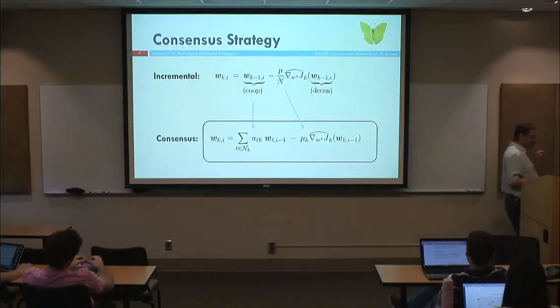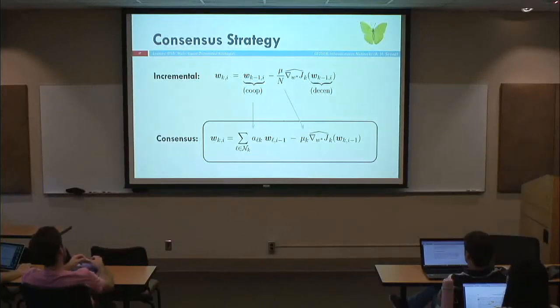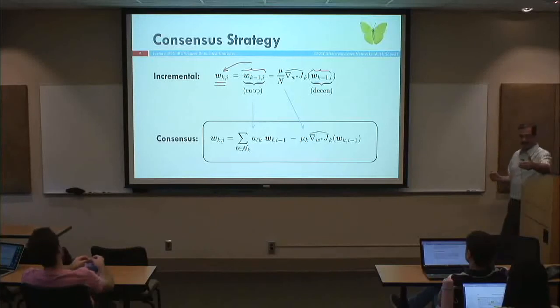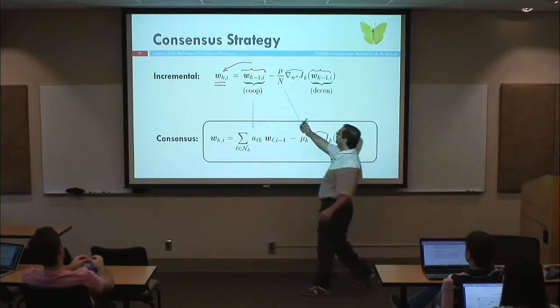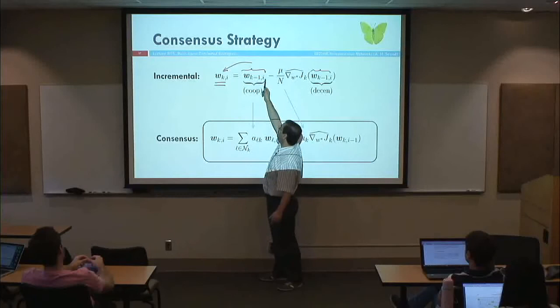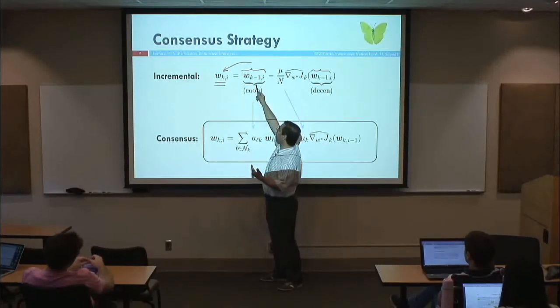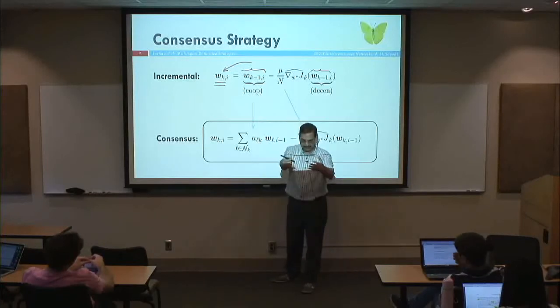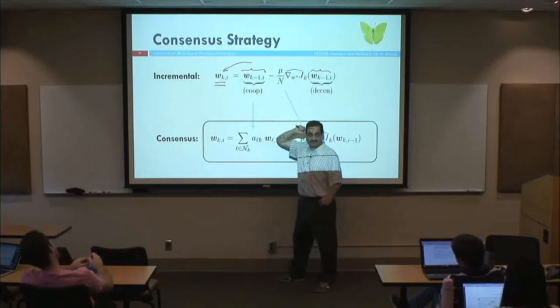Now, this is the incremental solution, right? Agent K receives a vector from the previous agent located at location K minus 1, evaluates the gradient at that location, and then the update gives you WKI, and then that passes to the next, right? Now remember, this component corresponds to cooperation. This is where cooperation happens between one agent and another. You tell me what you have, and I'm going to use it. So this component helped with cooperation.